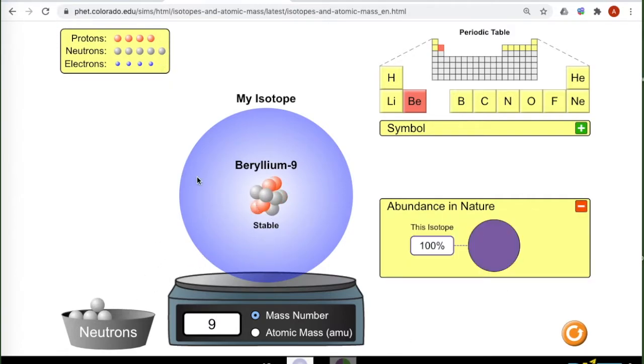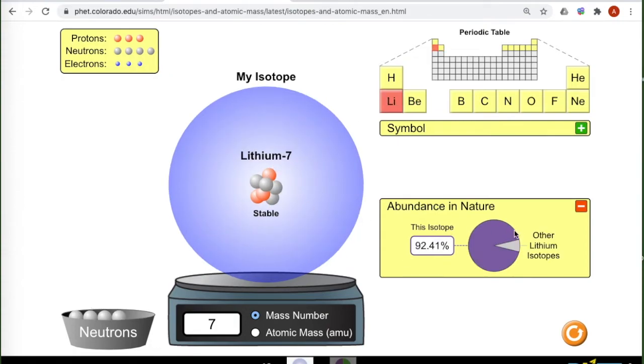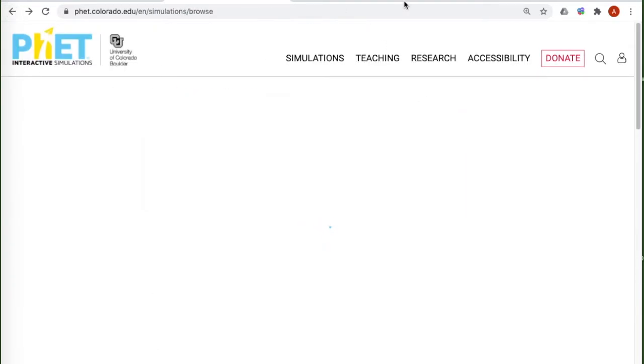Now this shows me abundance in nature. Abundance in nature, there's only beryllium-9, basically. But if you take a look at lithium, lithium-7 accounts for 92.4% of all lithium in the universe, where maybe lithium-6 is the other almost 8%. So you can find both lithium-6 and lithium-7 in nature. Anyway, that's some simulations that I've used to help.